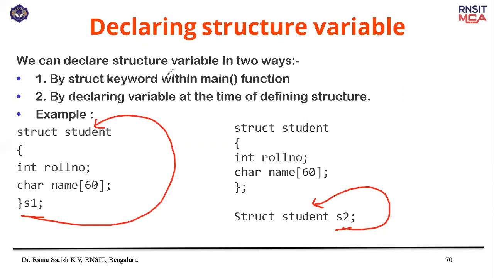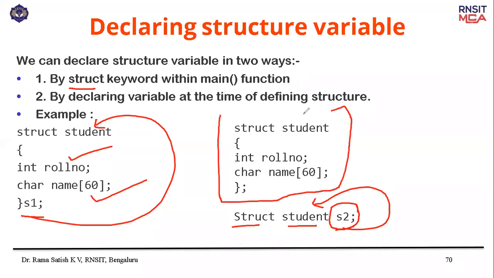You can declare structure variables in two ways, and with the help of these variables only, you can access the members. The first method of creating a structure variable is by using the keyword struct within the main function. You can give struct student S2. S2 is a variable. This structure defines only the skeleton, but if you want to store the value, then you should use a variable.